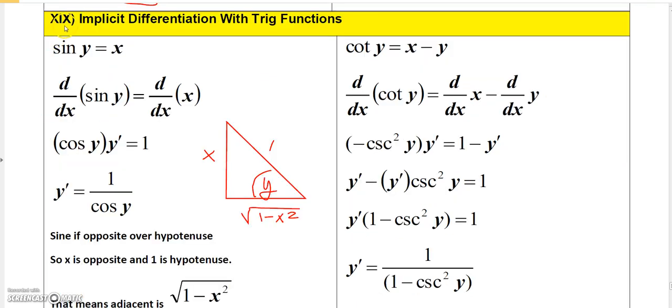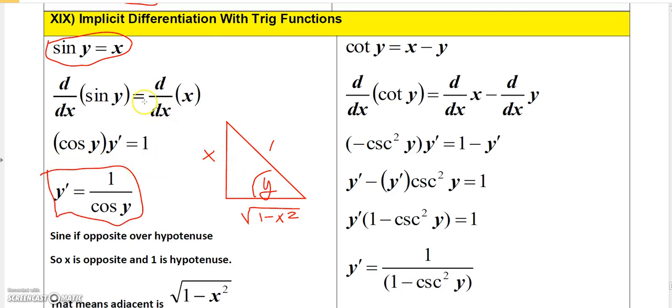Okay, let me do this one, and then I'll let you watch this one here, because I probably won't have time to do both of them. Alright, so let's say I want to implicitly differentiate this one, sine y equals x. Well, then I'll take the derivative of sine y. Now remember, the derivative of sine u is cosine u times u prime, so the derivative of sine y would be cosine y times y prime. And then the derivative of x with respect to x is just 1. So then I can solve this for y prime, and I get y prime equals 1 over cosine y.